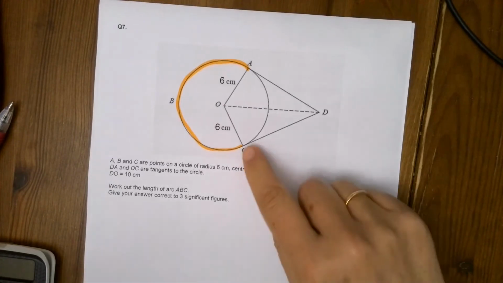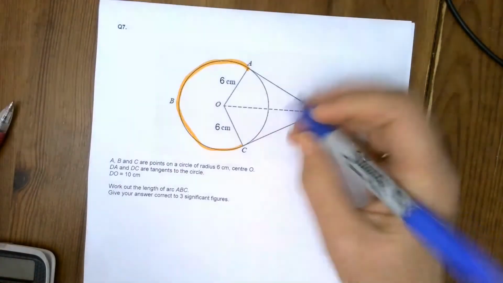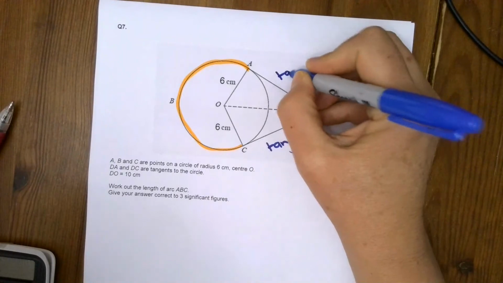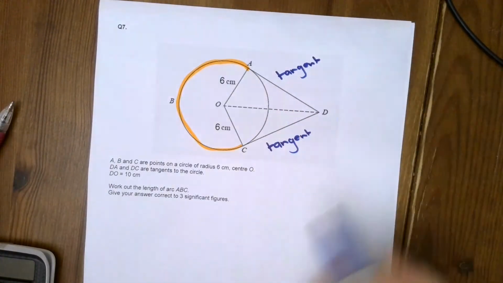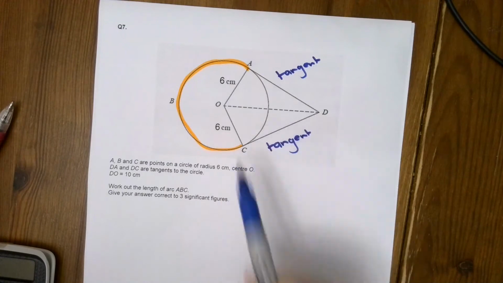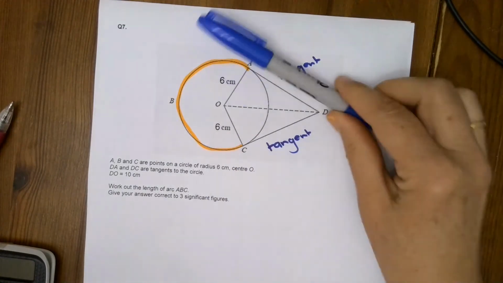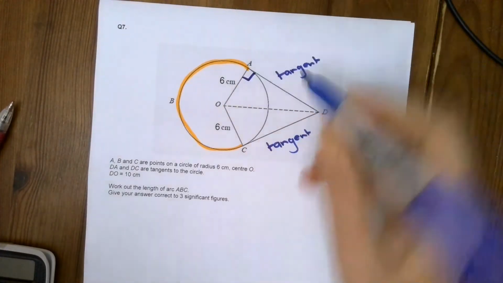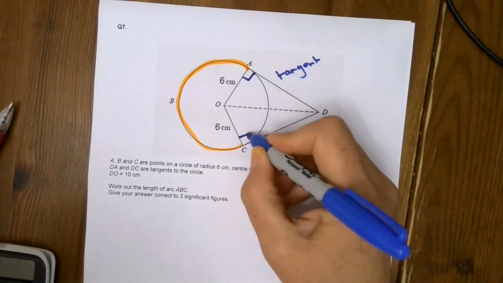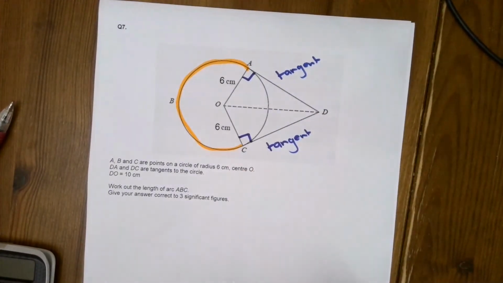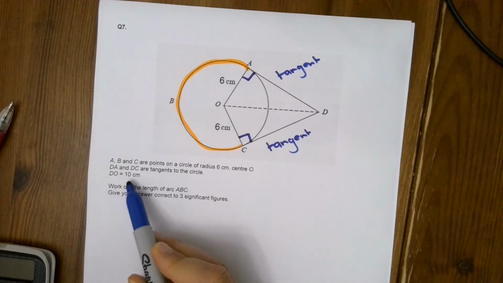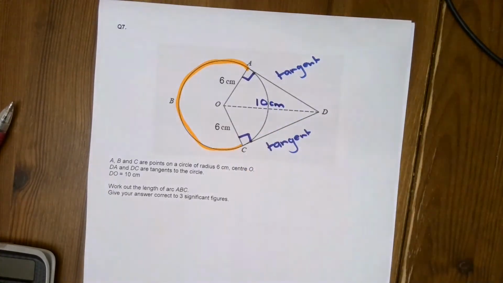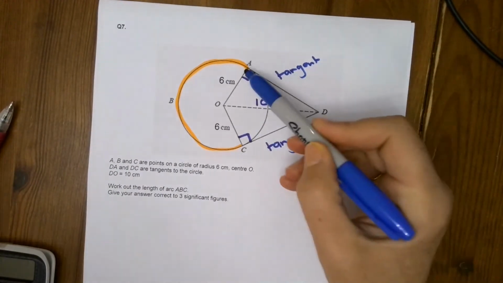So you're told that these two are tangents, so I would always write that down on my question, so I know that AD and DC are tangents. So straight away I've got a tangent and a radius, so that is 90 degrees there, and another tangent and a radius, so that is 90 degrees here. You're told that length DO is 10, so this is 10 centimeters here. So I want to find this arc length.